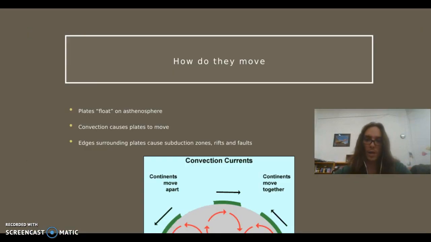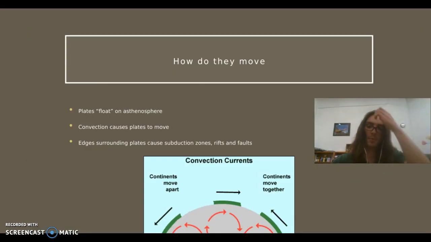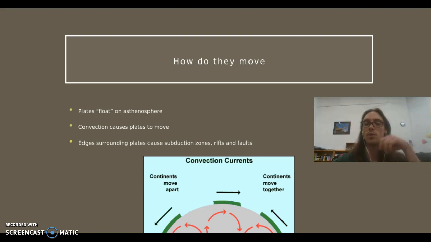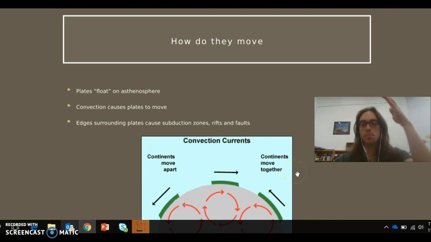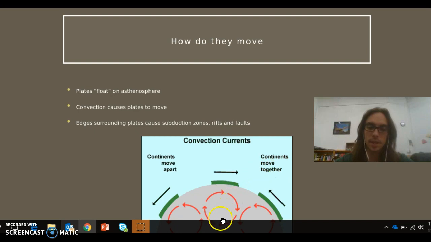Okay, so how do they move? So we talked about it in the previous unit a little bit. So on the asthenosphere, it acts as a liquid. All liquids and gas go through these things called convection currents. So essentially hot goes up, cold goes down. And so we get these currents in here due to magma. Hot magma moves up, it gets pushed over, it cools down, it comes back down, it heats up, and it does this cyclical movement.